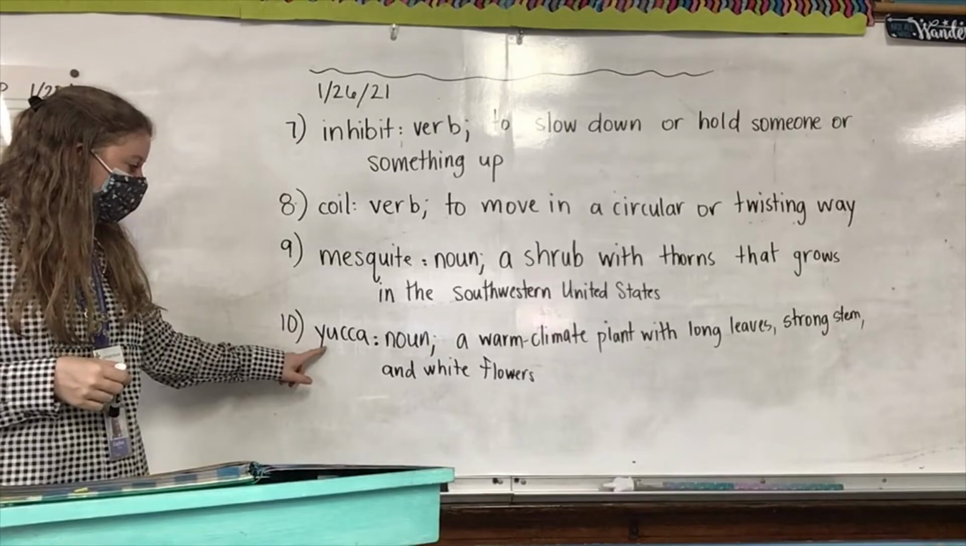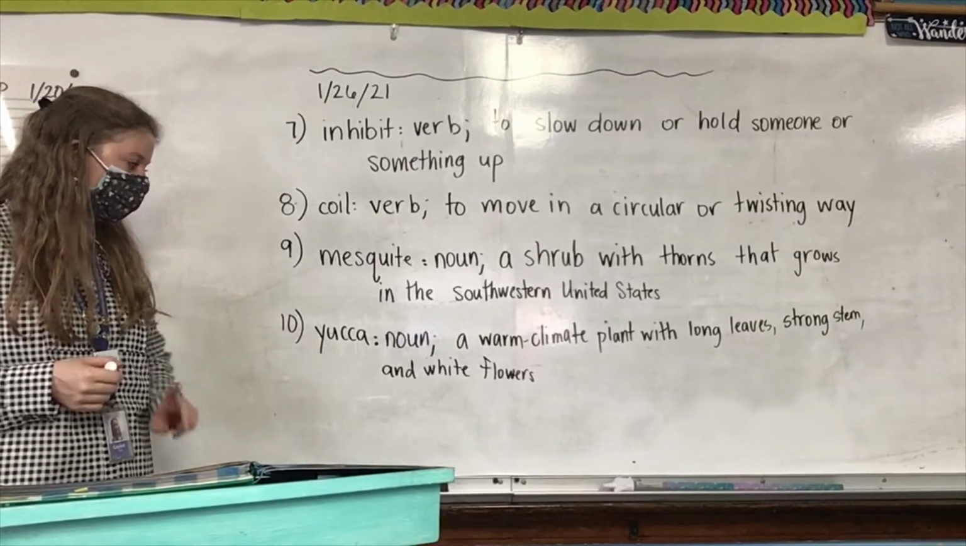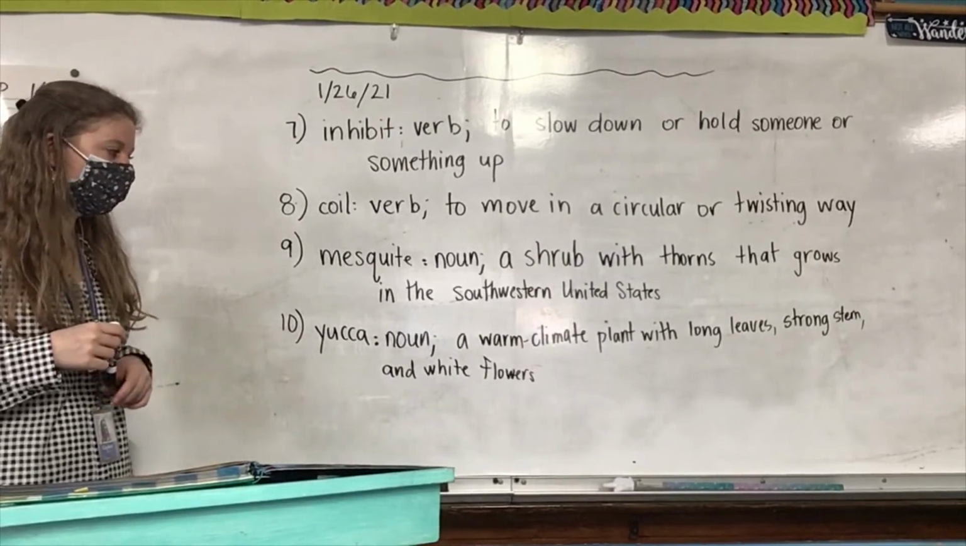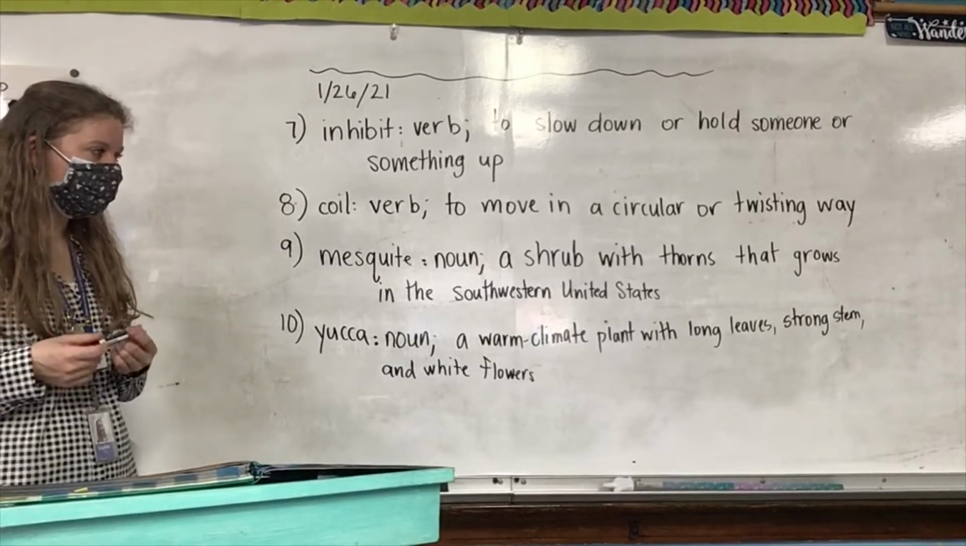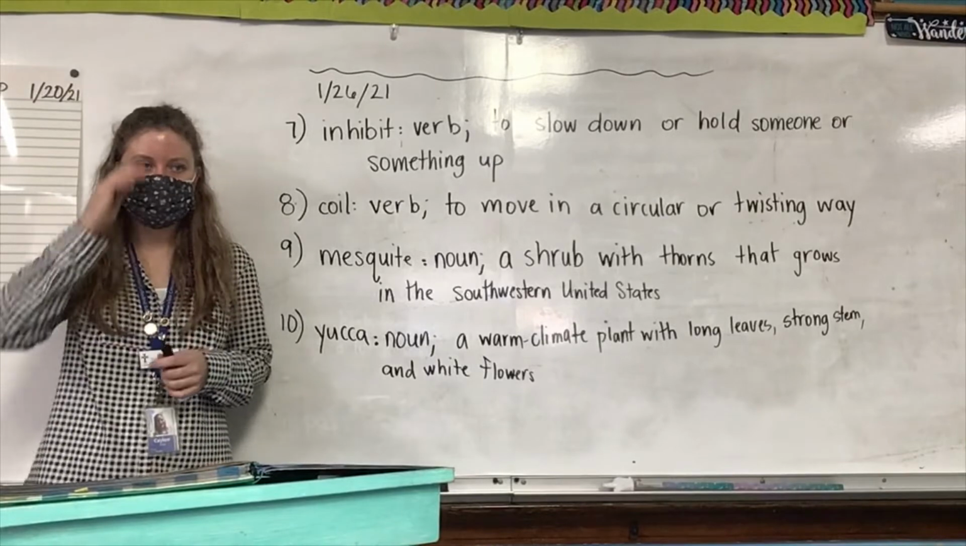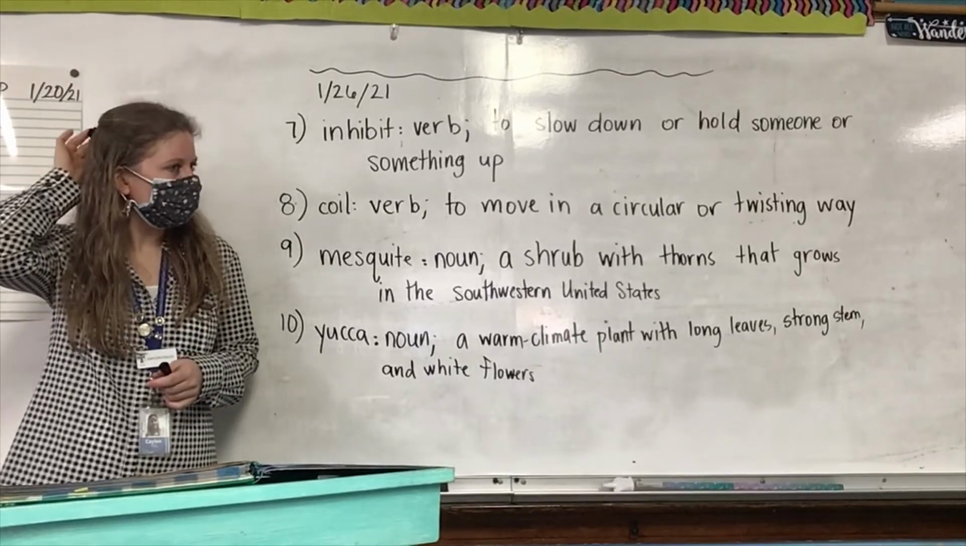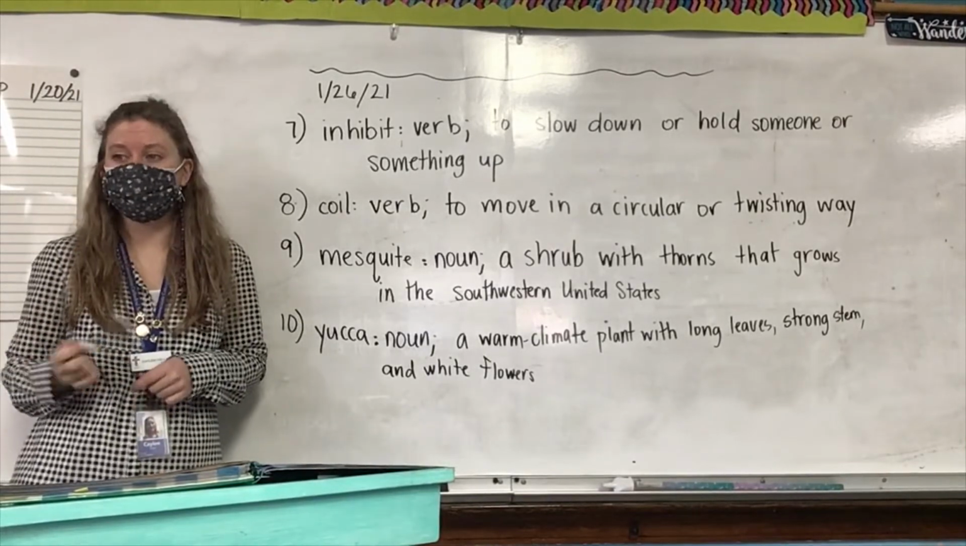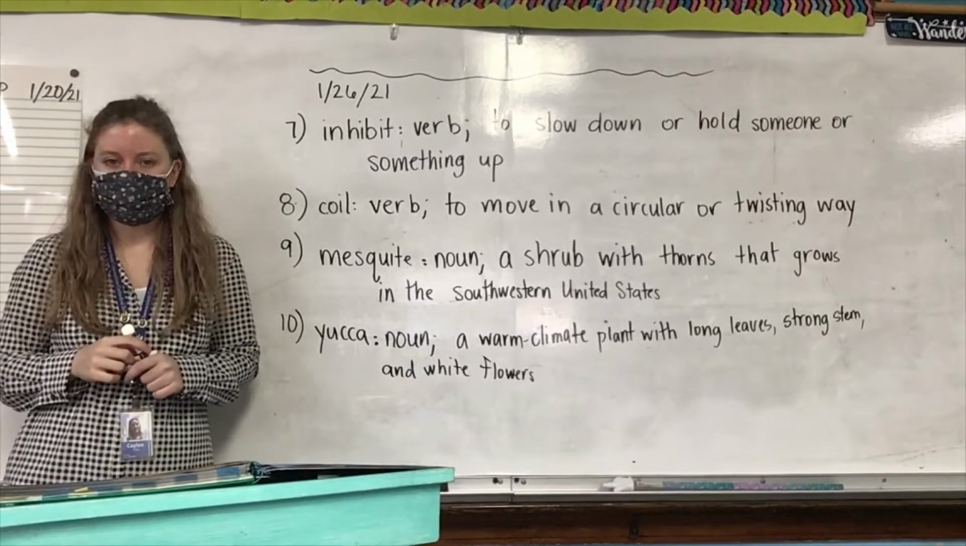So yucca, Y-U-C-C-A, is a noun. It's a warm climate plant with long leaves, strong stem, and white flowers. We have those around here, actually. But they usually don't grow their flowers, I think, around here. Maybe it's too cool for them to grow their flowers.